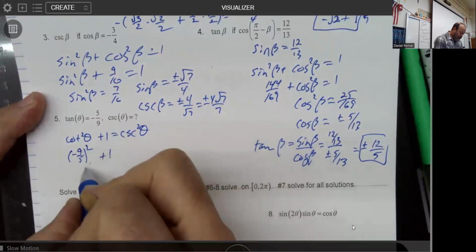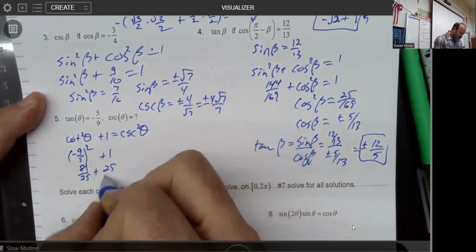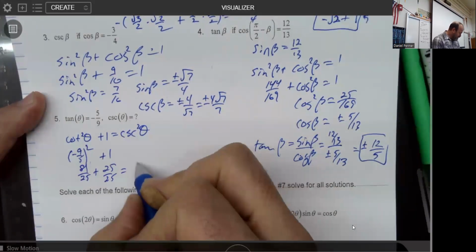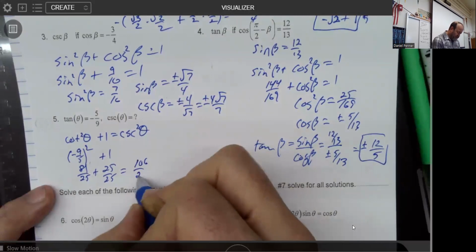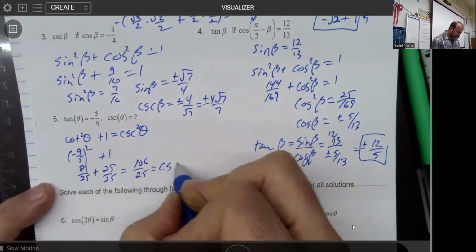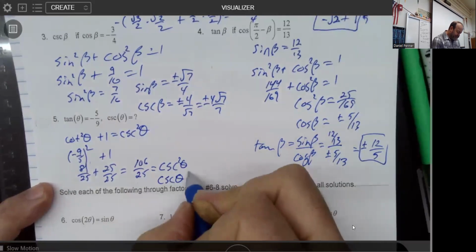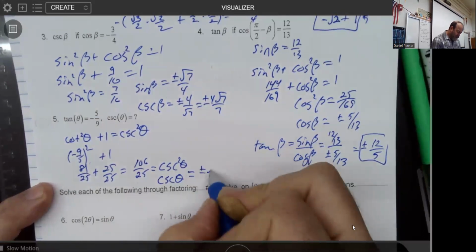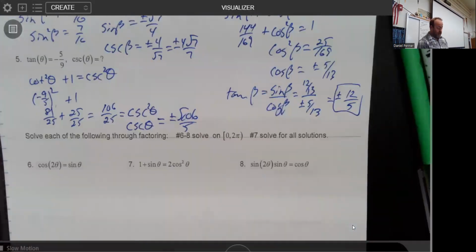So let's see, I got 81 over 25 plus 25 over 25 makes, I think, 106 over 25 would be the cosecant squared, which is going to make the cosecant itself plus or minus the square root of 106 over 5. And it's a pretty straightforward little problem.